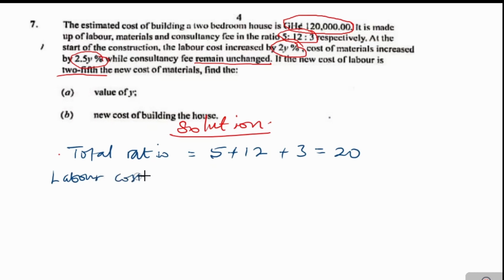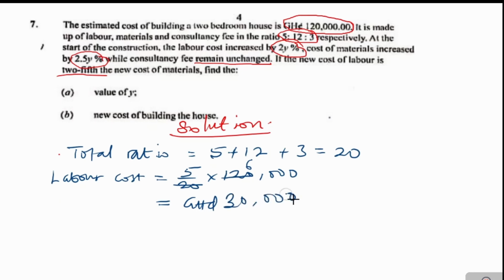So the estimated cost of labor is going to be the part of labor, which is 5 over the total ratio, 20 times the estimated cost of the building. So that will be 5 over 20 times 120,000. The 20 will divide 120 6 times, and 5 times 6 is 30. So that gives us 30,000 cedis.